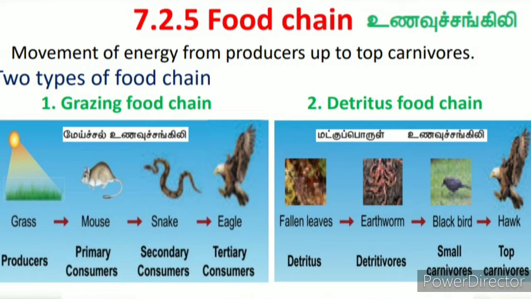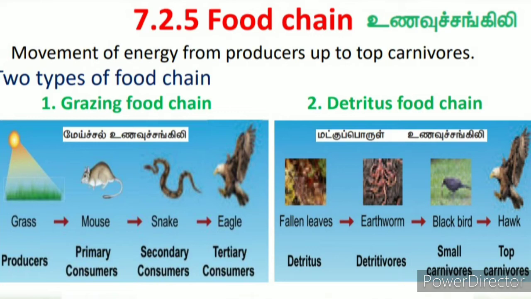Generally, there are two types of food chain: grazing food chain and detritus food chain. The main source of energy for the grazing food chain is the sun. It begins with producers, that is plants. The second link in the food chain is primary consumers. Example, mouse, which gets its food from producers.